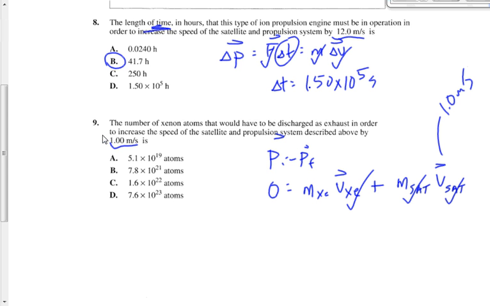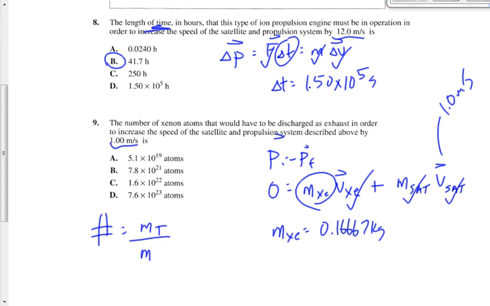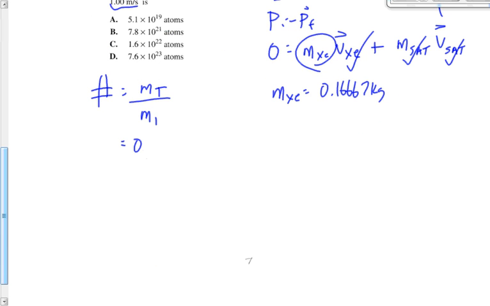Solve for the mass of the xenon, the total mass of the xenon, right? This isn't the mass of one atom. This is the total mass of all the xenon. It works out to be 0.16667 kilograms. Now, if I want to find a number, we know that we always take the total something divided by the amount for 1. In this case, the mass. So it would be 0.1667 divided by the mass of one xenon atom, which is 2.19 times 10 to the minus 25, which equals 7.6 times 10 to the 23.